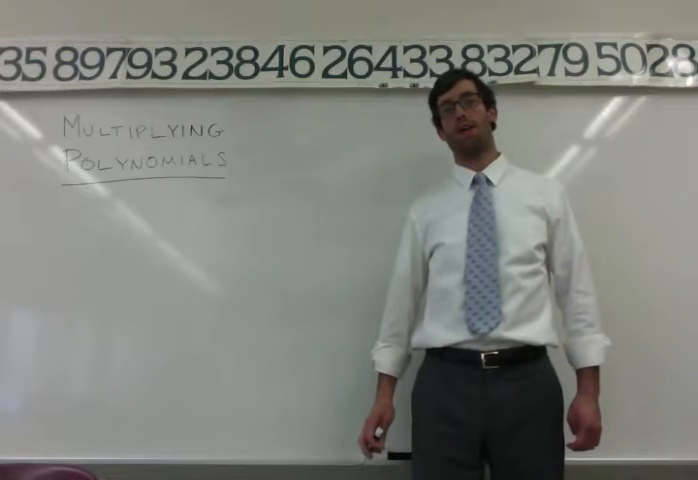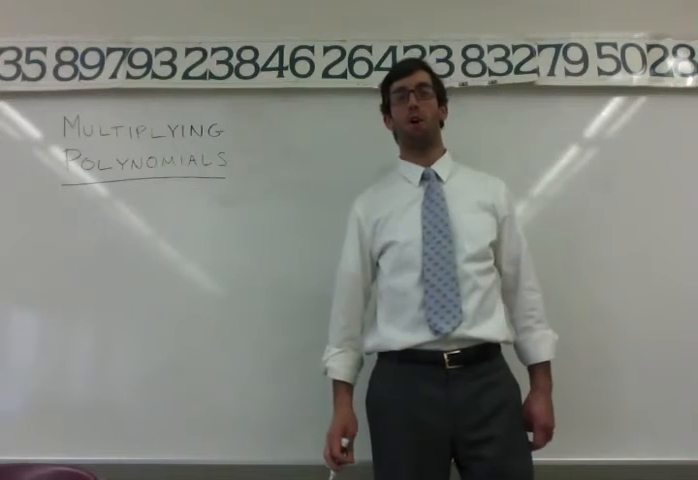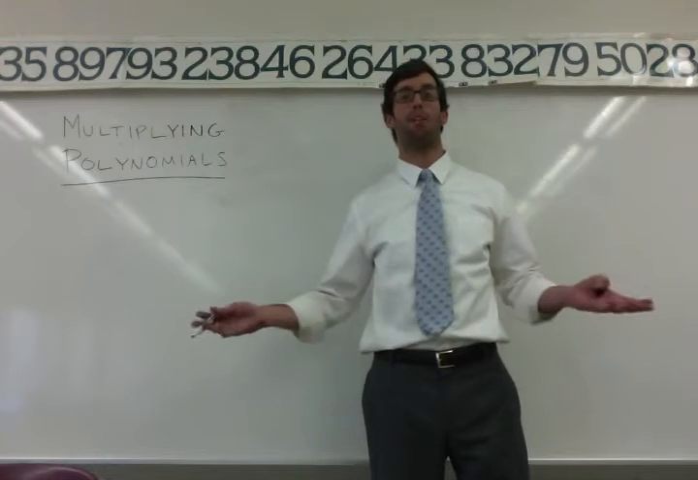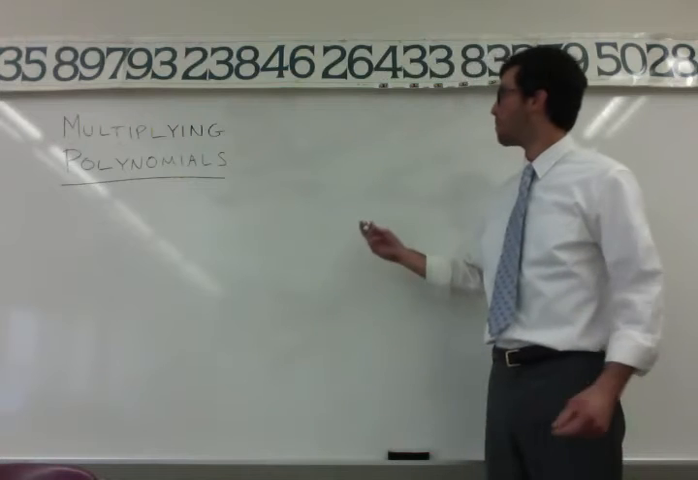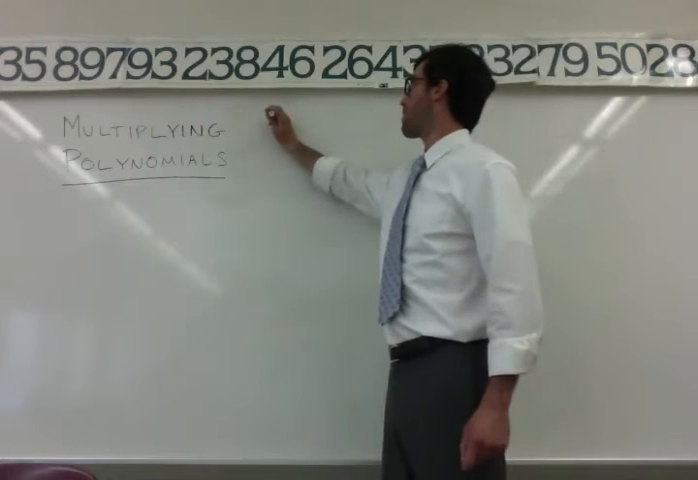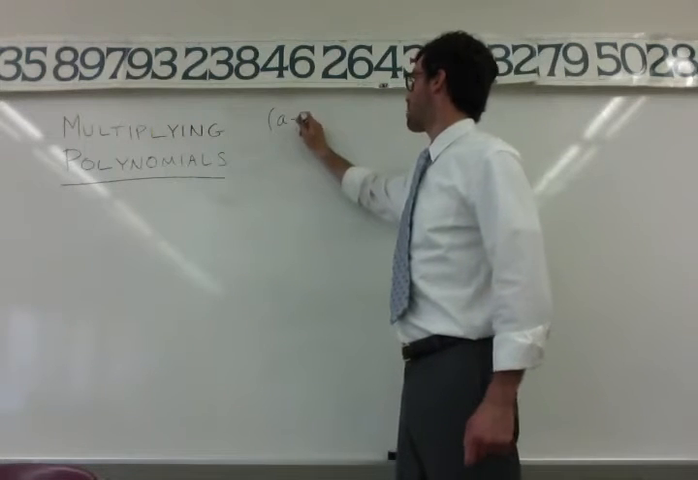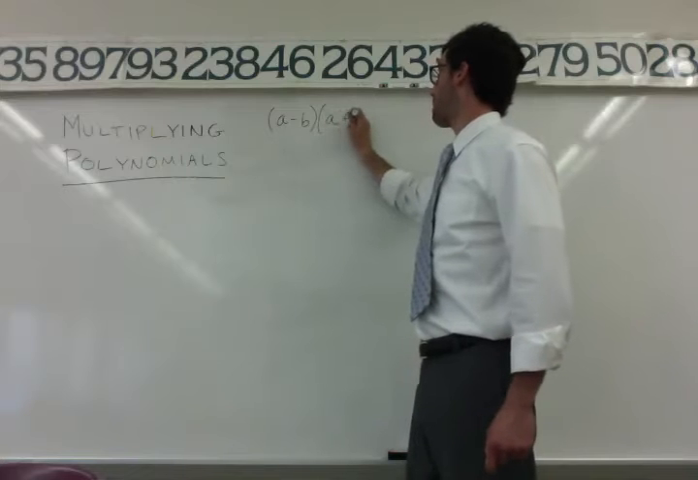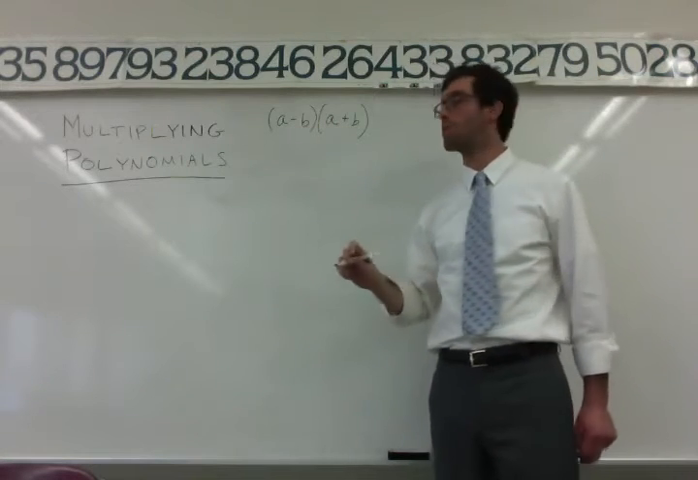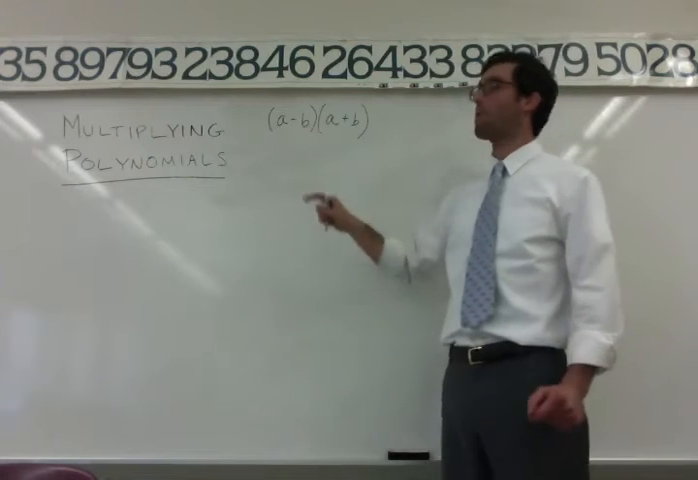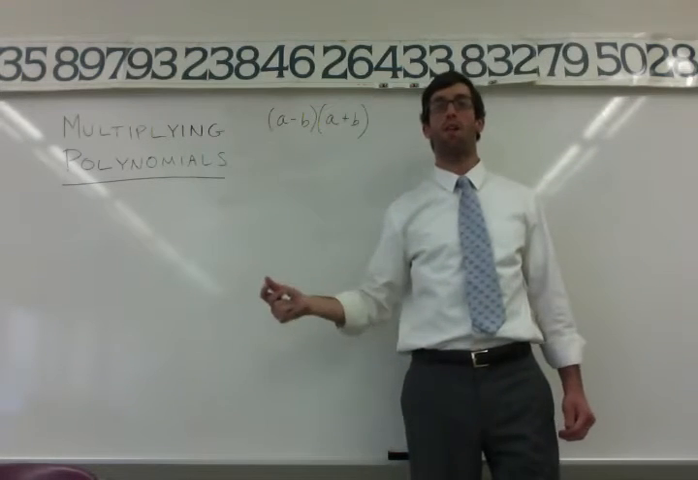In Algebra 2 today, we're going to be talking about multiplying polynomials. And you've been multiplying polynomials since the days of early Algebra 1. If you recall, multiplying binomials, such as a minus b times a plus b. Each of these is called a binomial that has two terms. Well, to multiply any binomials, we use the acronym called FOIL, right?